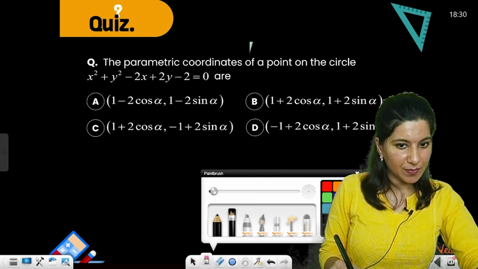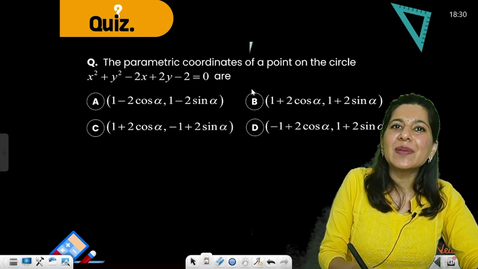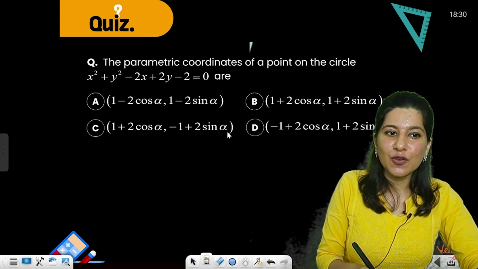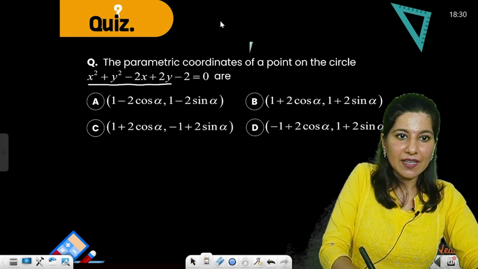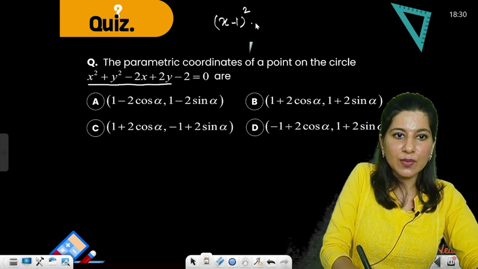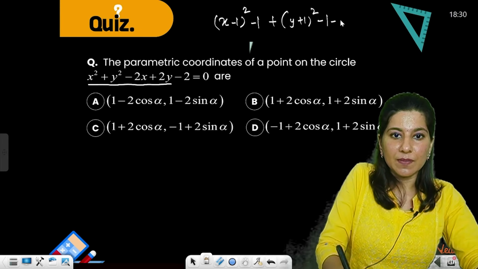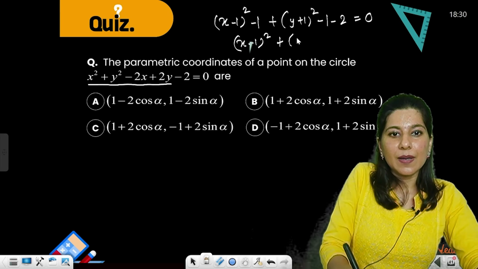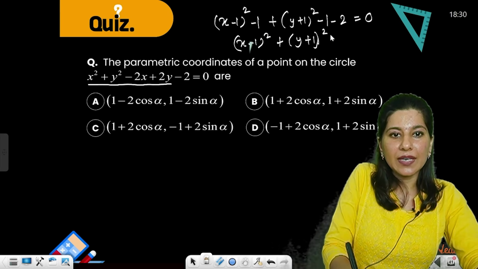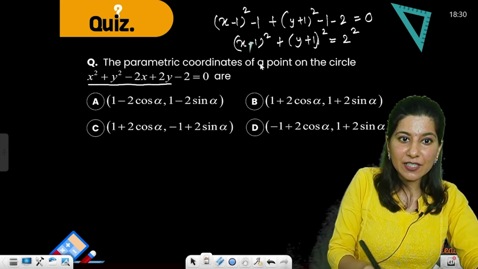One more application part. Let's look at a few questions. Parametric coordinate, a very basic question. Again, they are asking for the parametric coordinate. So if you make it a perfect square, this will be (x minus 1) whole square minus 1 plus (y plus 1) whole square minus 1, minus 2 will also be there, equals 0. So (x minus 1) whole square plus (y plus 1) whole square equals 2 square.